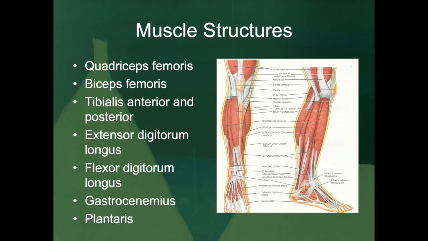Now, where does it insert? So we have the origin with the ischial tuberosity and the linea aspera. It inserts with the head of the fibula and the lateral condyle of the tibia. What does this do? It flexes the leg and extends the thigh. Again, two important movements with regard to locomotion. It flexes the leg and extends the thigh.